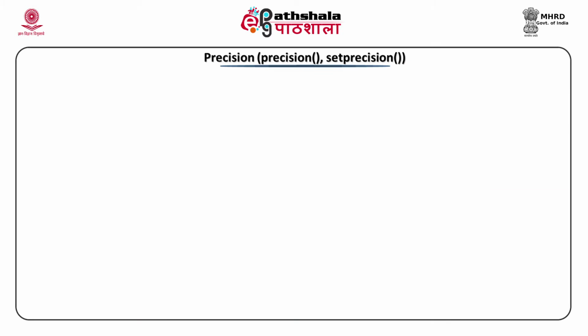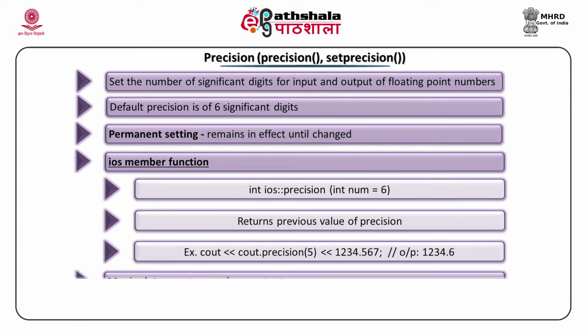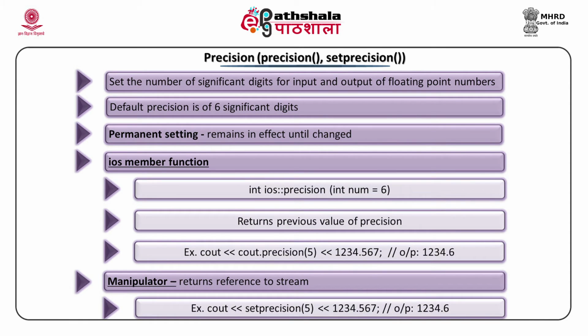Now precision. Precision we use to specify the number of significant digits to be considered in output, especially for floating point numbers. By default the precision is 6 digits, and again the setting is permanent. We can use the ios member precision; like others it will also return the previous precision and use the current precision as whatever is specified in the argument. We can use the manipulator setprecision for the same thing.